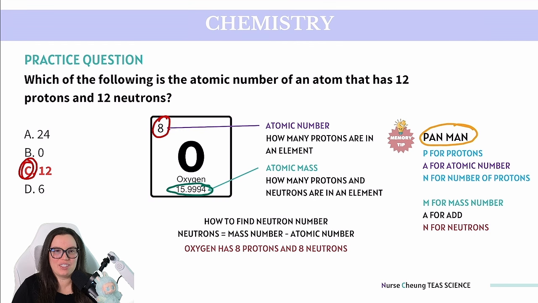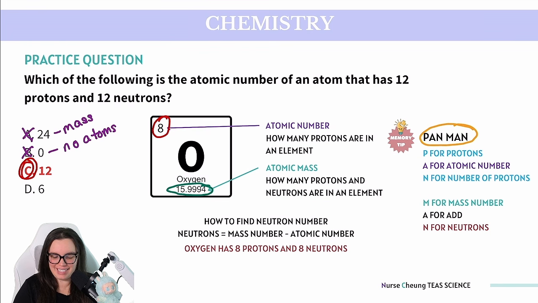Looking at our other answer options, we have 24. That is obviously not the correct answer. That means that we would be adding both of our neutrons and protons together. So if we were looking for the mass number, sure, absolutely, it would be 24, but in this case, we're only looking for the atomic number. Then we have 0. You're not going to find any atom that has a 0 atomic number. It's just impossible, right? That would mean that we have 0 protons, and that just doesn't exist.